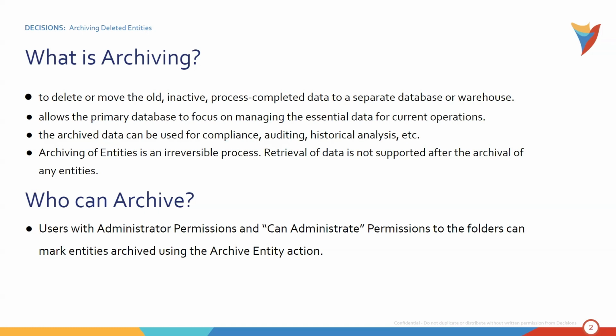Archiving is an irreversible process. Once the record that needs to be archived is moved to the database, it cannot be retrieved back to the folder where it originally was. Now, who can archive the data? Only the users with administrator permissions can archive the data.